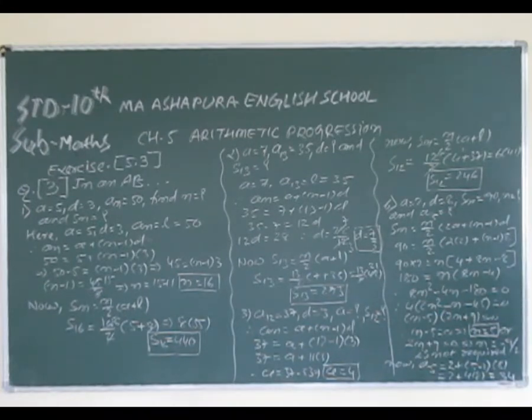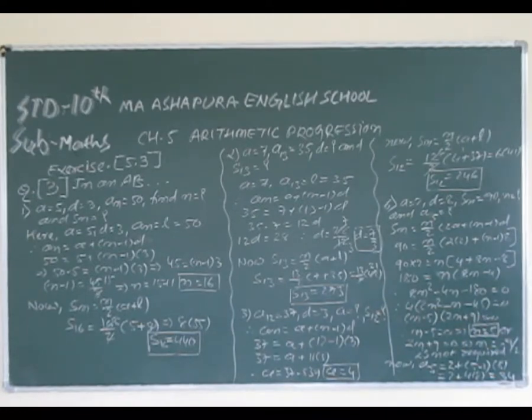Now open the bracket and simplify the terms. So finally we get 8n square minus 4n minus 180 is equal to 0. This is the quadratic polynomial. So factorize this. 4 is the common factor of all. So we get 4 is the common into the bracket 2n square minus n minus 45 is equal to 0.